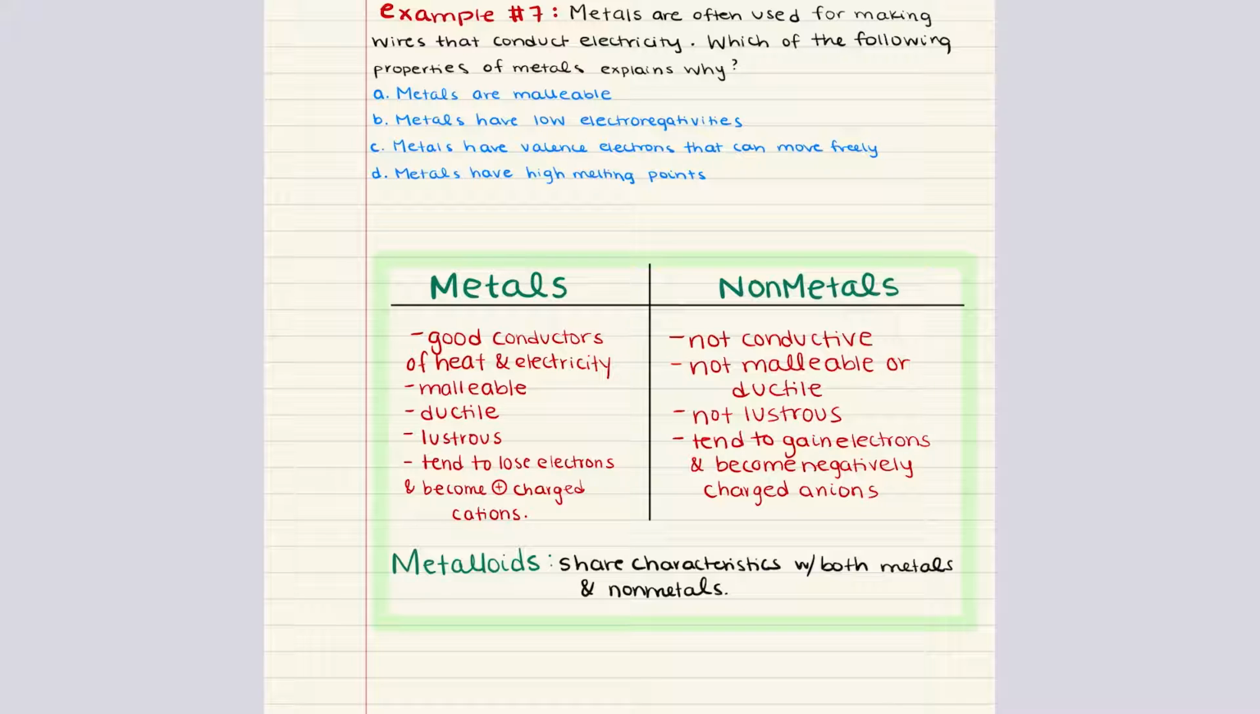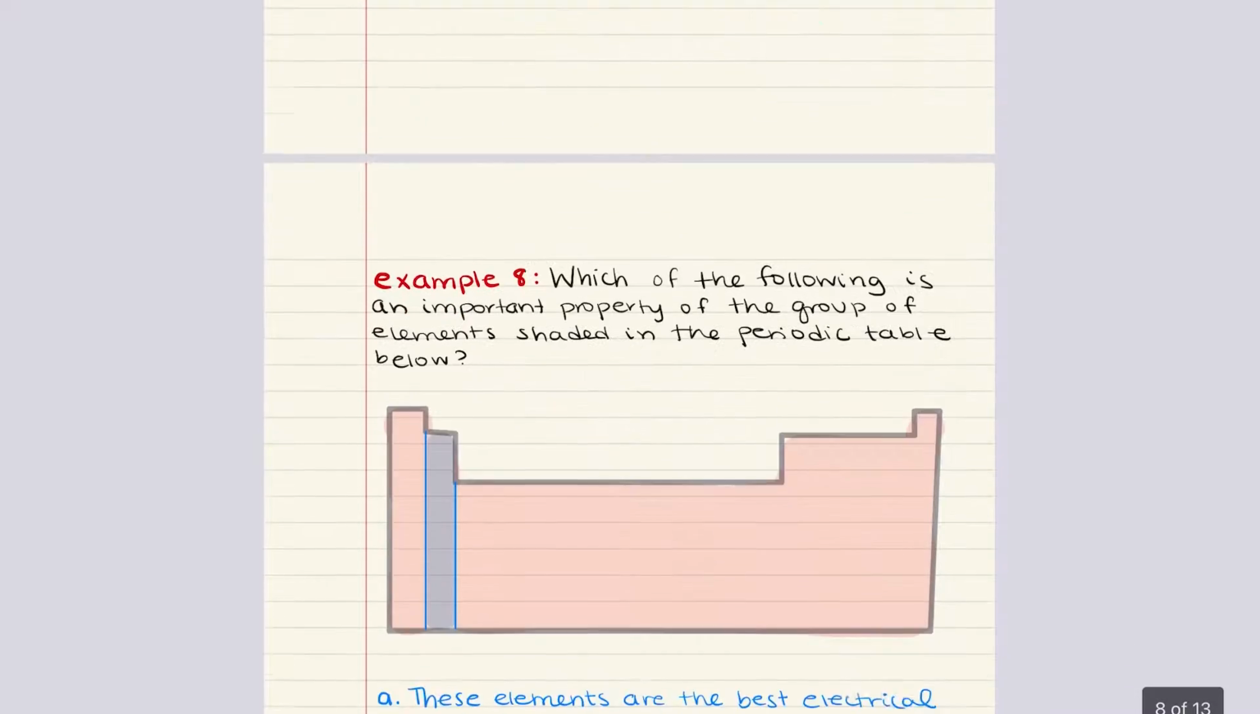So while all 4 descriptions of metals are true, we're trying to look for the answer choice that most explains the property of metals that contributes to their ability to conduct electricity, and that's going to be answer choice C. Metals have valence electrons that can move freely. Now, moving on to problem 8.